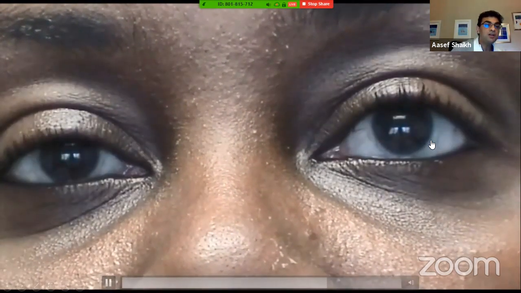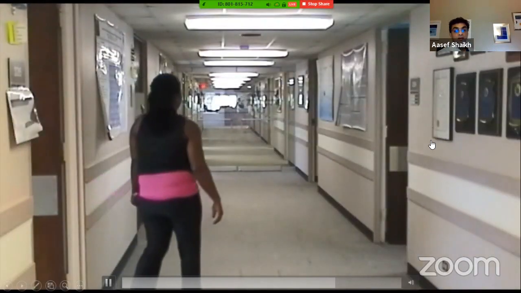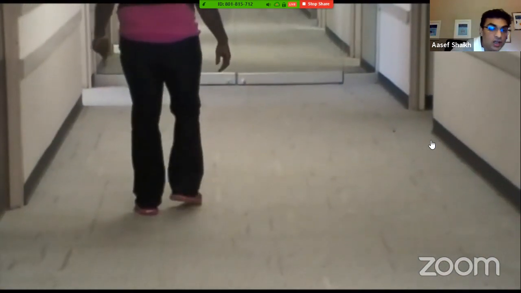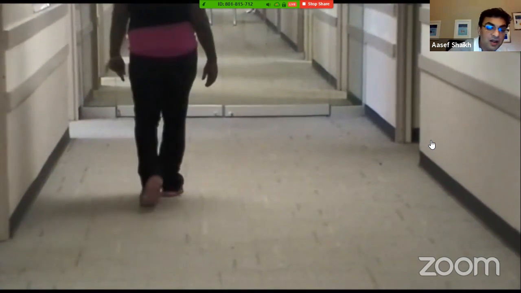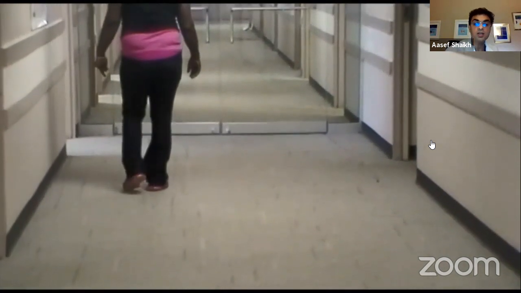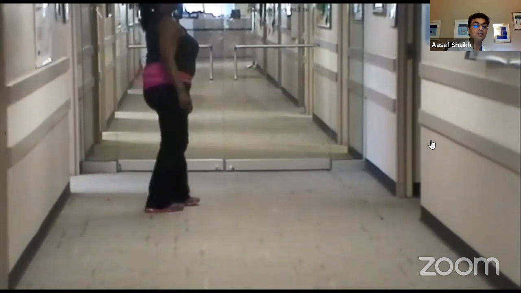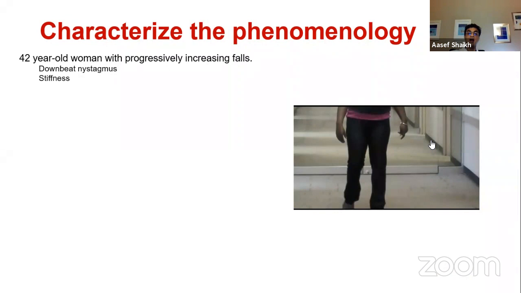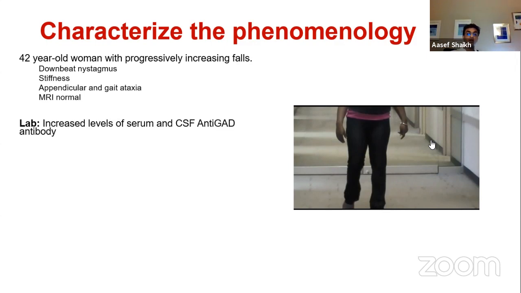So she had downbeat nystagmus, she had stiffness, she had appendicular and gait ataxia as she was walking, but her MRI was normal. So she did not have Chiari, of course, or any cerebellar deficit. When we did the lumbar puncture and serum studies, we found increased titer of anti-GAD65 antibodies. So the diagnosis here was increased titer of anti-GAD antibody in a patient with stiff person syndrome. We treated with IVIG, which improves her stiffness, but unfortunately there was no change in nystagmus and ataxia.